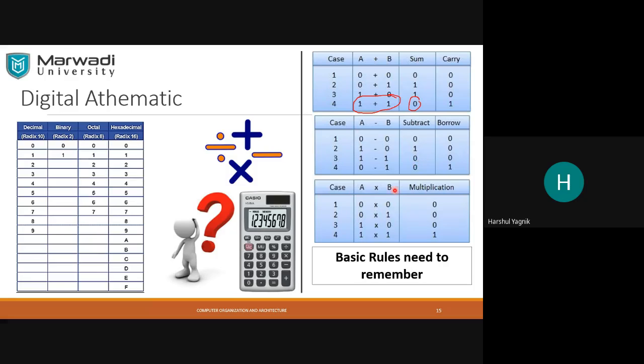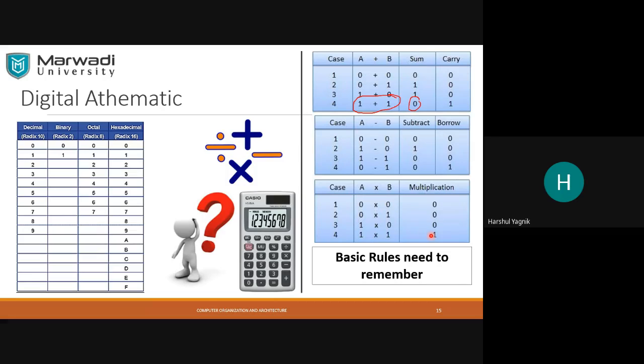Then what about multiplication? Anything multiplied with 0 is 0. 0 multiplied by 0 is 0. 0 into 1 is 0. 1 into 0 is 0. 1 into 1 is 1. Anything multiplied by 1 is itself.